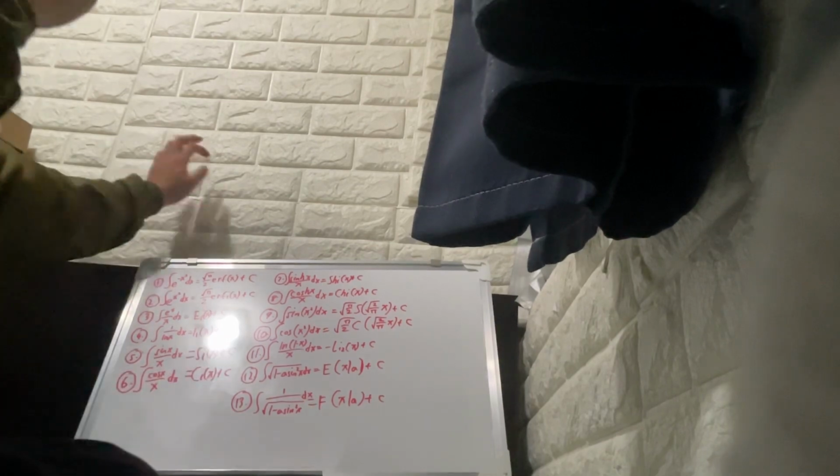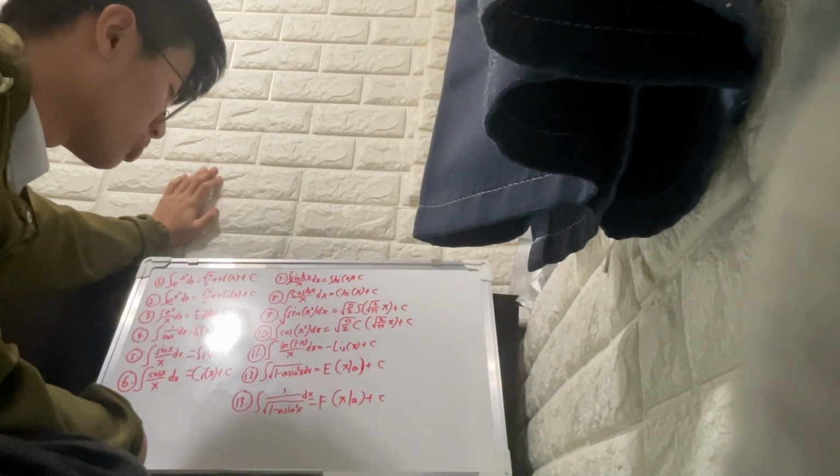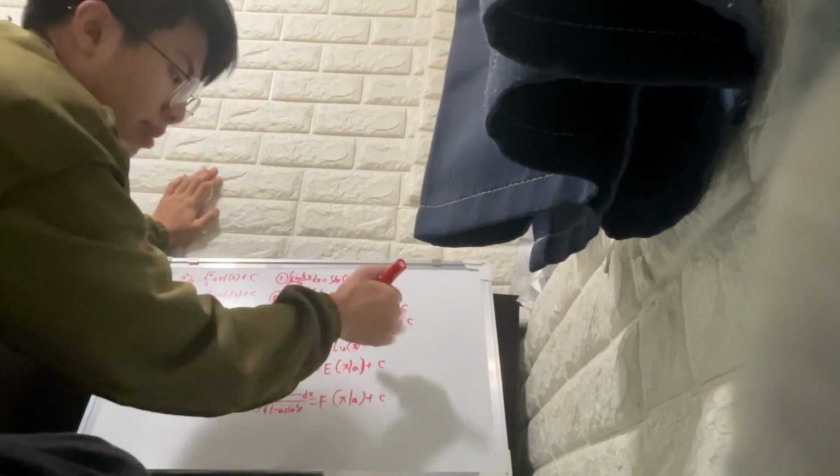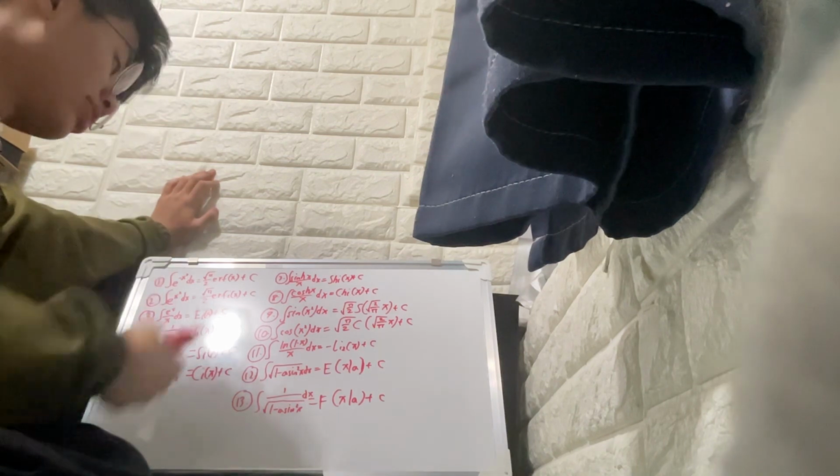And number 10, the integral of cosine of x squared is equal to the same, but this time we're going to use a C here. It's called the Fresnel C integral.